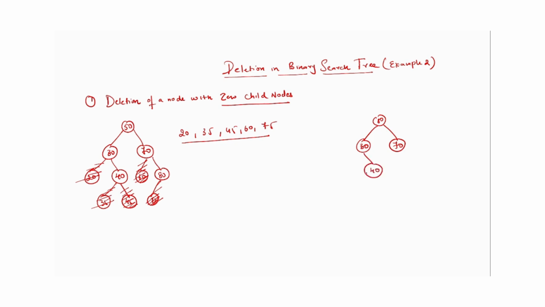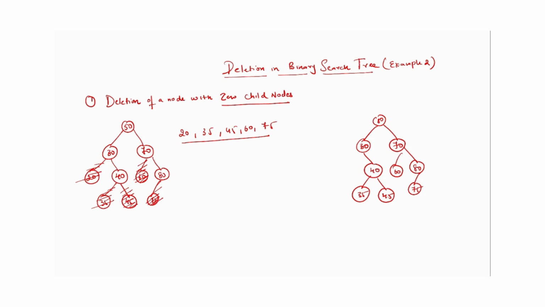The other nodes would be as it is. Would be as it is. Right? Would be as it is. 80 and 75. I have just deleted 20. 20 is gone. So this is a very simple way to delete a node with 0 child nodes.